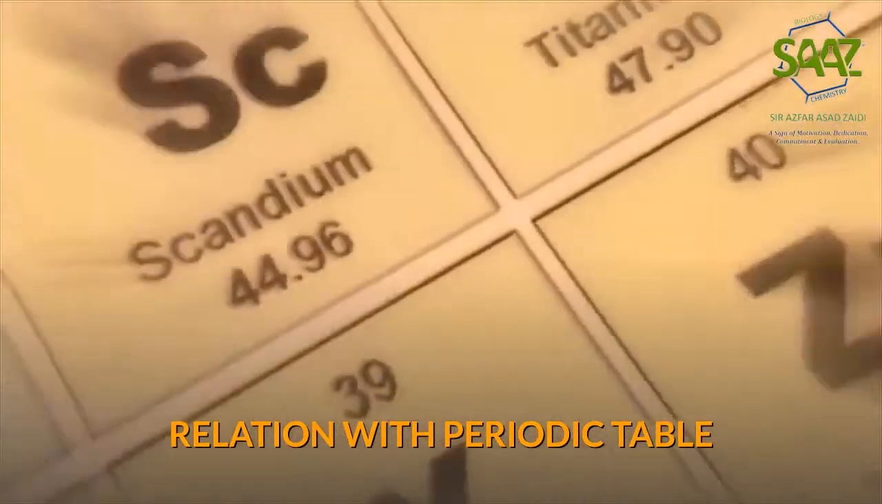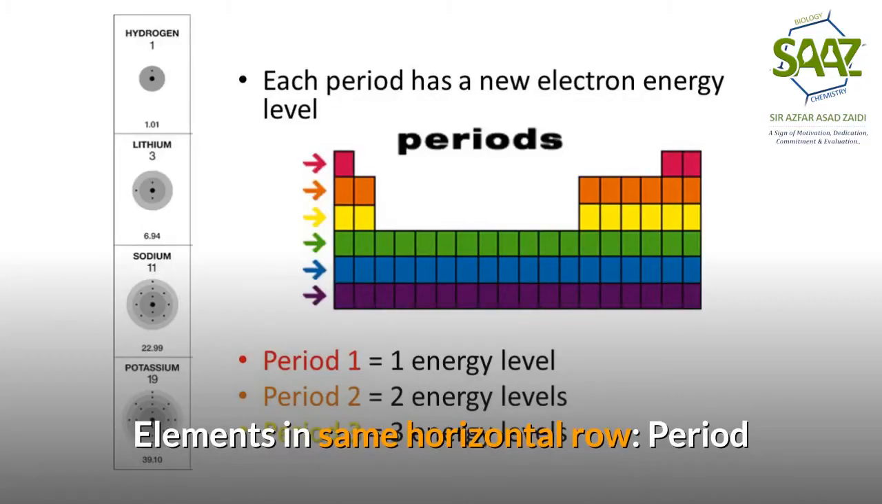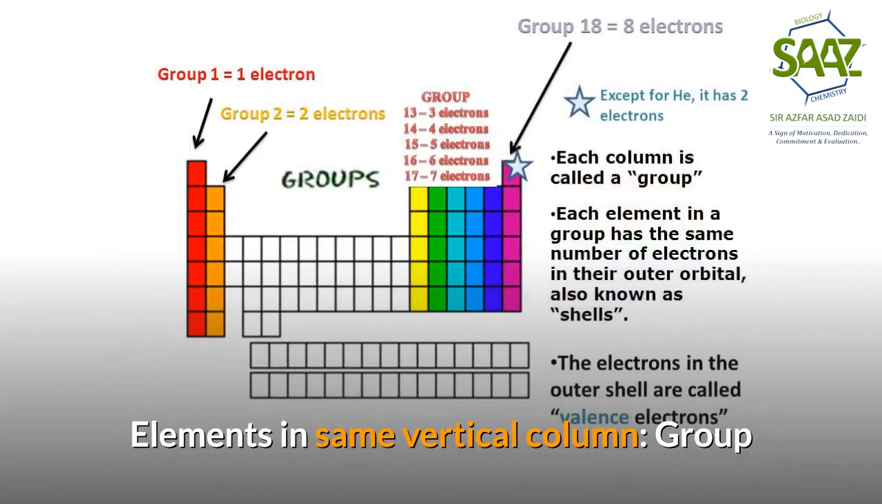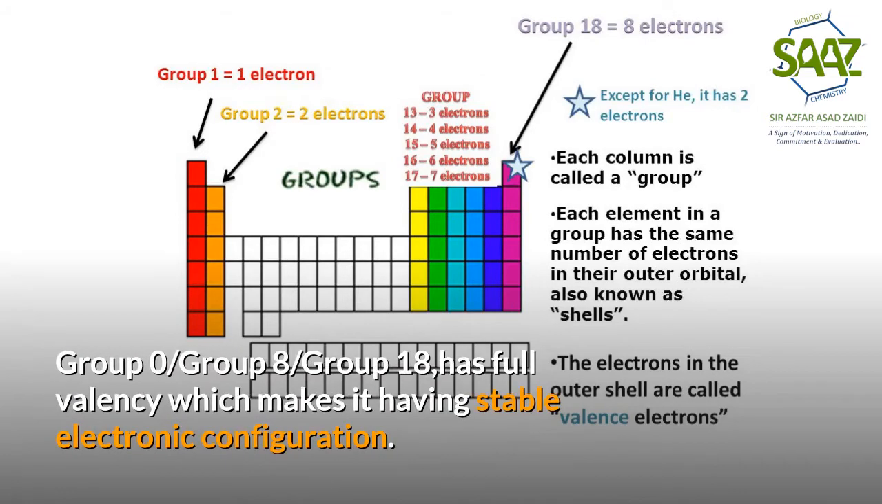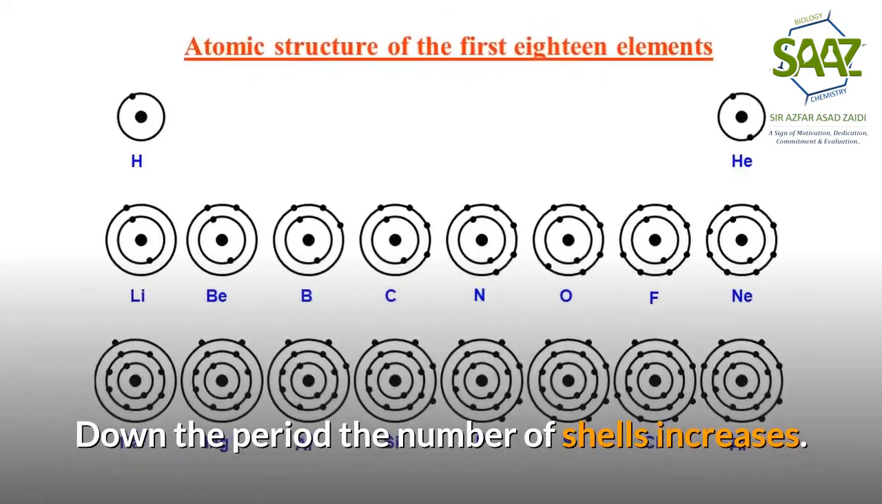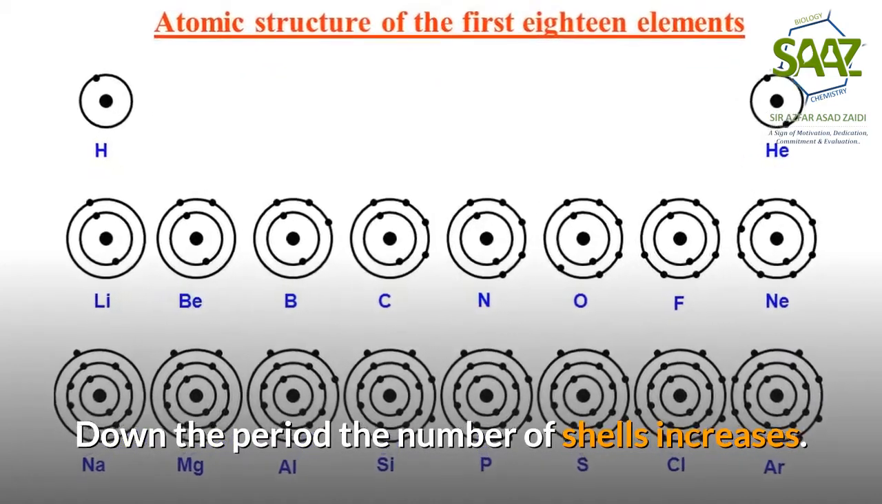Relation with periodic table. Elements in same horizontal rows are known as periods. Elements in same vertical columns are known as groups. Group 1 has 1 valency, Group 2 has 2 valency, Group 3 has 3 valency, and so on. Group 0, which is also known as Group 8 or Group 18, has full valency, which makes it have a stable electronic configuration. Down the period, the number of shells increases.